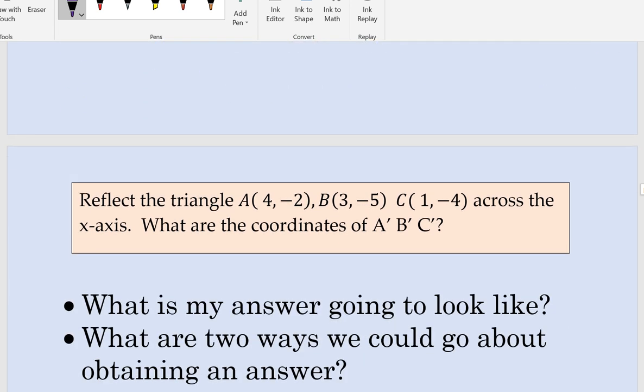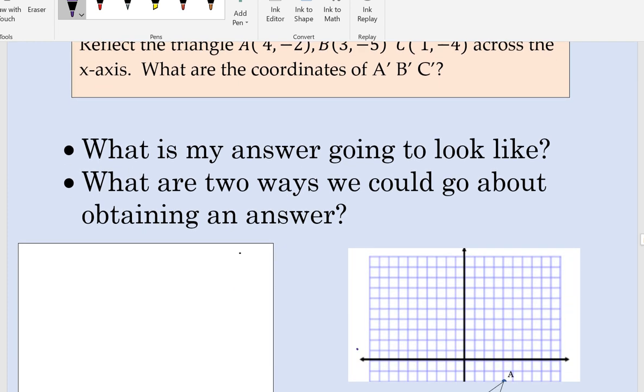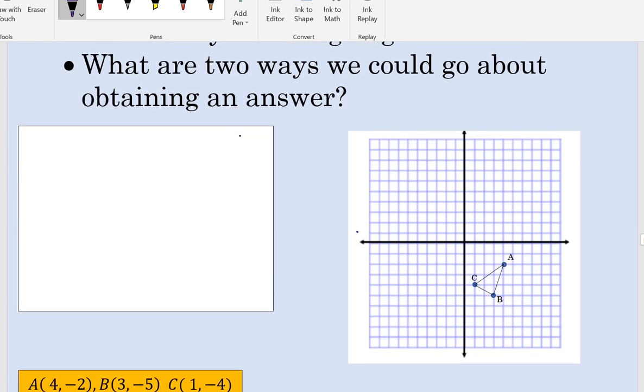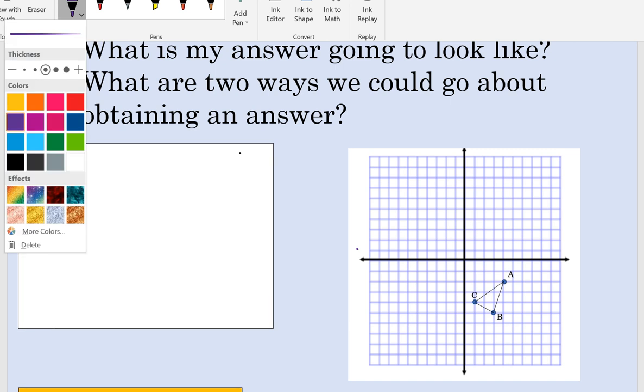And there are 2 ways we're going to go about doing this. In the last video for translations, we did the algebraic way first, and then we did it drawing a picture. I want to show you what the picture would look like first here, and then I want to show you the algebraic way of doing it. See if we can find a pattern here, okay? So you have this graph right here, and we are going to reflect this across the x-axis.